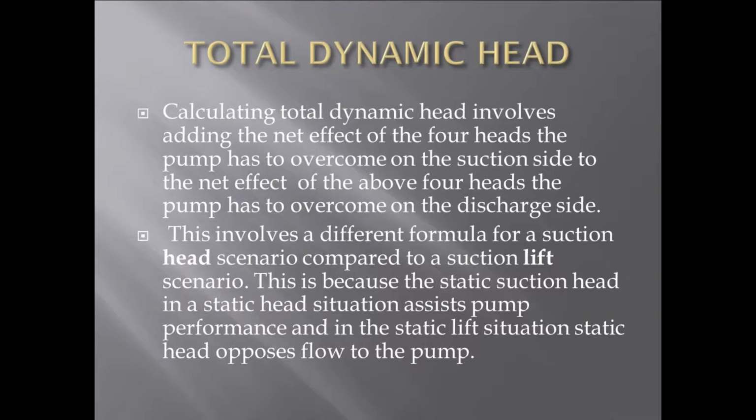Calculating total dynamic head involves adding the net effect of the four heads the pump has to overcome on the suction side to the net effect of the four heads the pump has to overcome on the discharge side. The four heads being static head, pressure head, velocity head, and friction head.